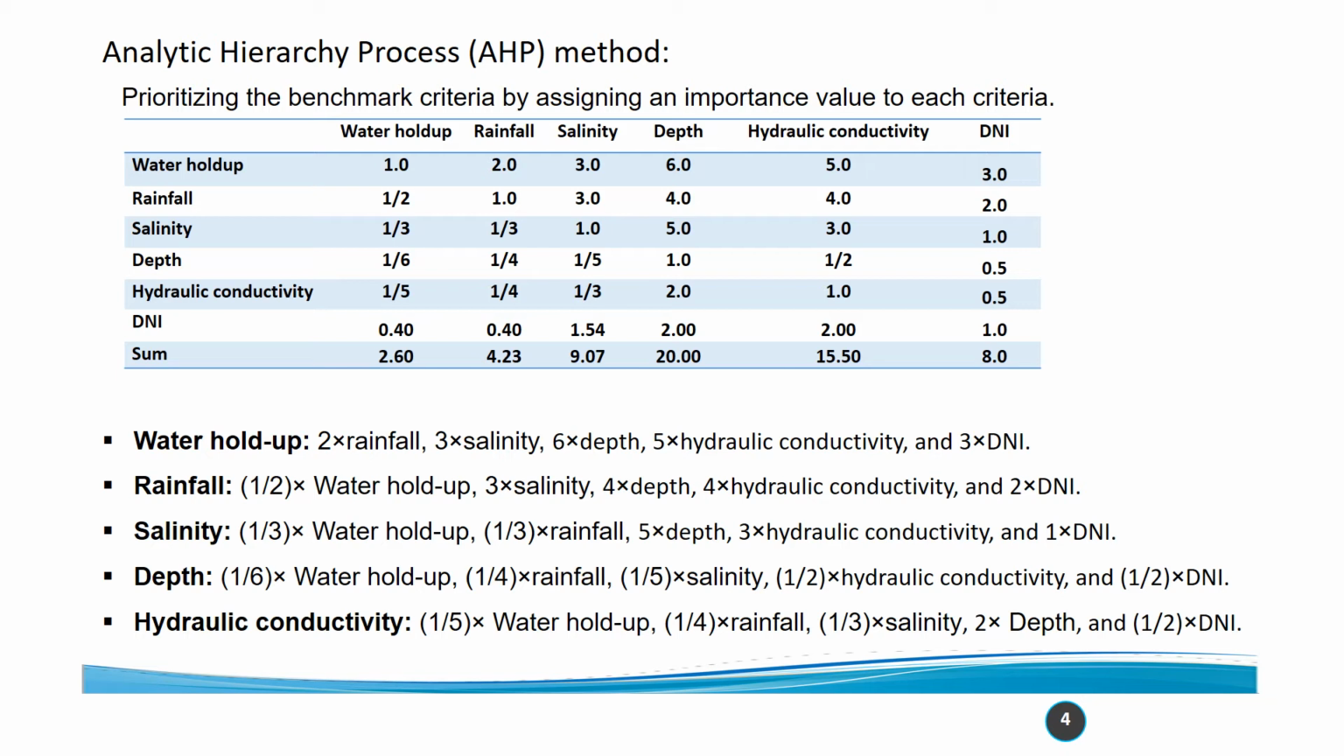To form this matrix, we often ask the question how important a decision criterion is over another regarding the objective of the benchmark study. In our case, the water holdup is considered to be 2 times more important than rainfall, 3 times than salinity, 6 times than water table depth, 5 times more important than hydraulic conductivity, and 3 times than solar irradiance. We follow the same approach to compare the other criteria to each other, namely rainfall, salinity, depth, and hydraulic conductivity, and so on.